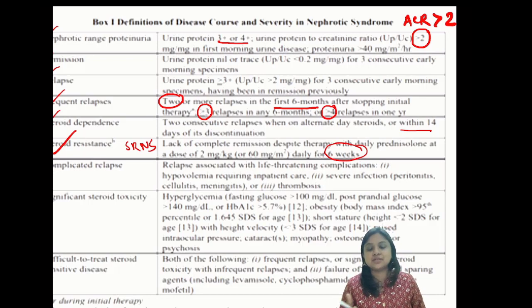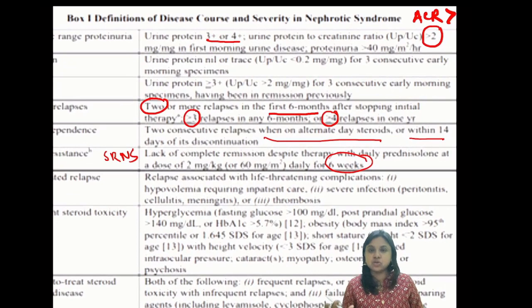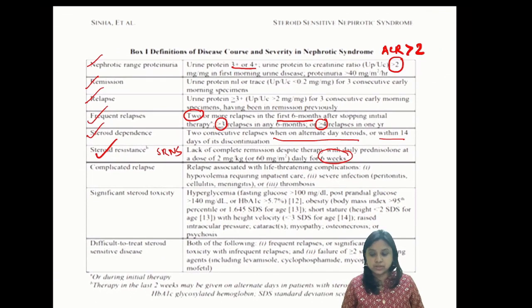What is SDNS? Steroid dependent nephrotic syndrome. It is either I am discontinuing the steroids within 14 days, the child is having relapse, or 2 consecutive relapses while on alternate day steroids. And lastly, the SRNS, steroid resistant nephrotic syndrome. That is the lack of complete remission after you have continued steroids for 6 weeks. Again, it's important, a very important one-liner for your future exams is 6 weeks.